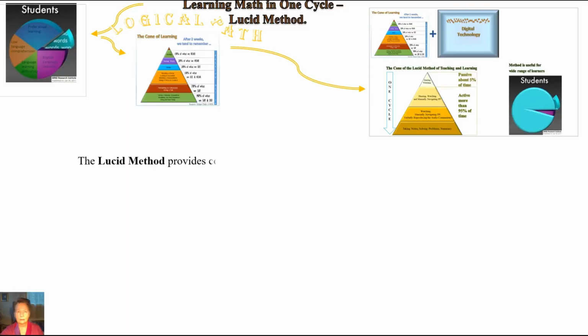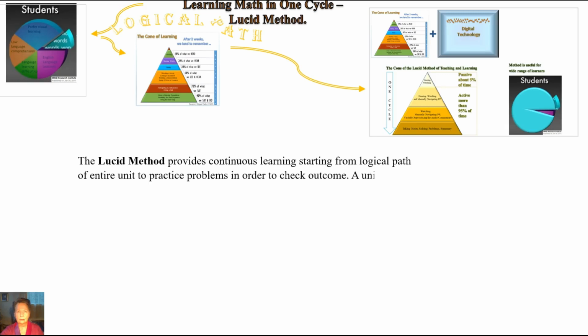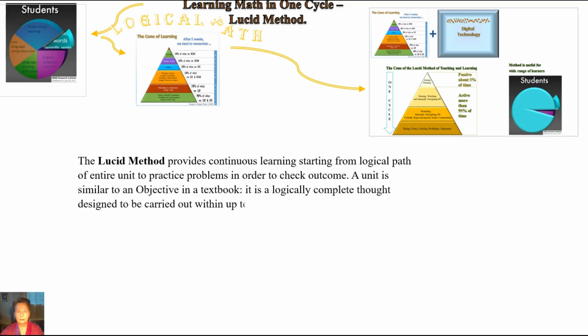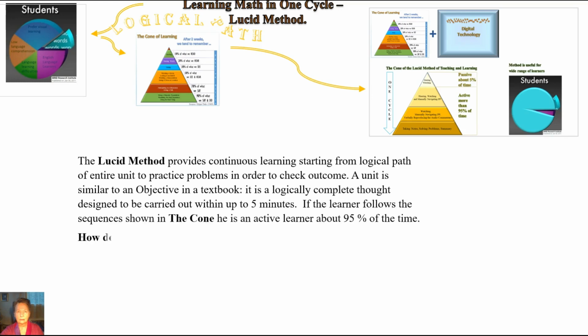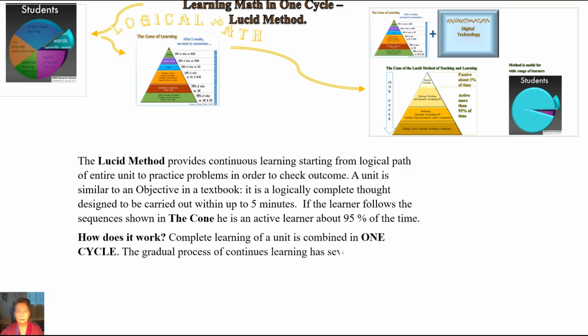The Lucid Method provides continuous learning, starting from the logical path of the entire unit to a practice problem in order to check the outcome. A unit is similar to an objective in a textbook. It's a logically complete thought designed to be carried out within 5 minutes. If the learner follows the sequence shown in the column, he is an active learner about 95% of the time. How does it work? Complete learning of a unit is combined in one cycle. The gradual process of learning has several steps. The method directs students to follow these steps as they proceed through the unit.